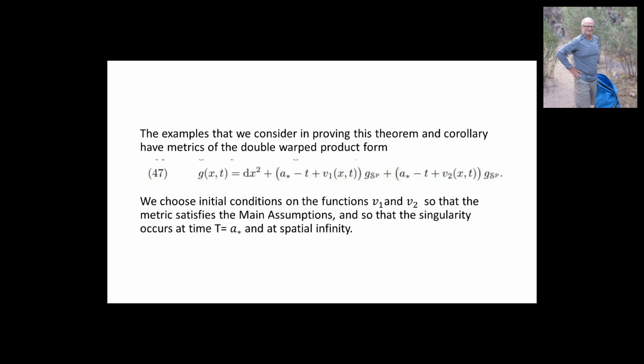The metrics we look at in these particular examples are fairly simple. Again, we have the base manifold, which in this case is just the real line. The metric is equal to dx squared plus certain functions times the metric on the spheres. We choose initial conditions on these functions v1 and v2, so that the metrics satisfy the base assumptions I stated earlier, and the singularity occurs at a particular time and at spatial infinity.